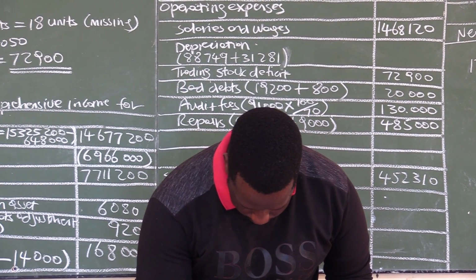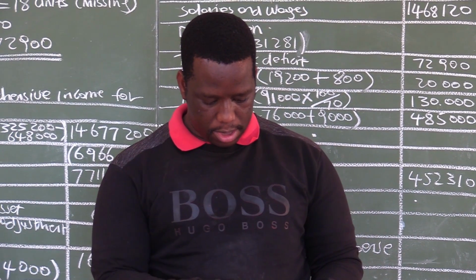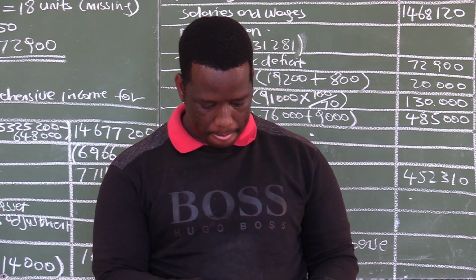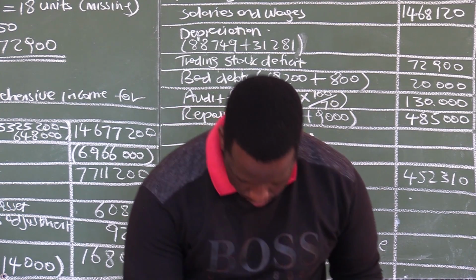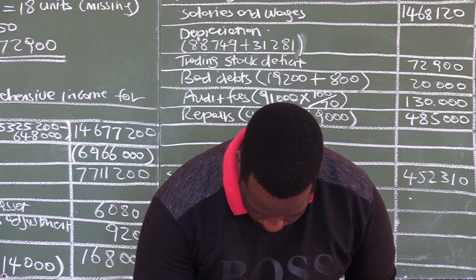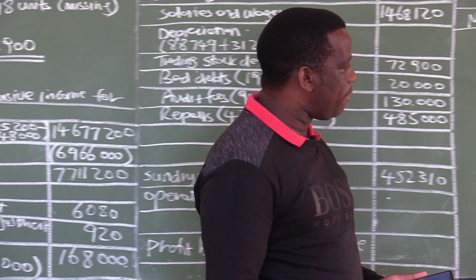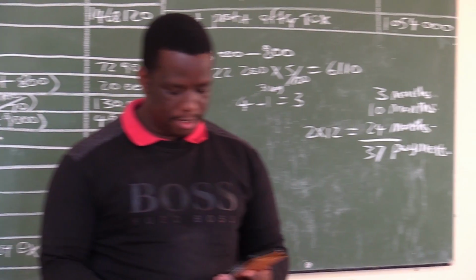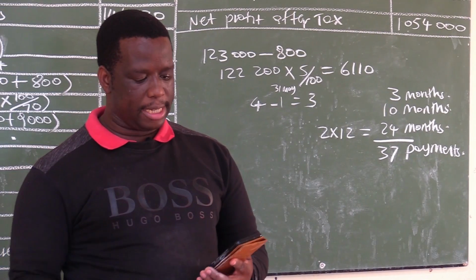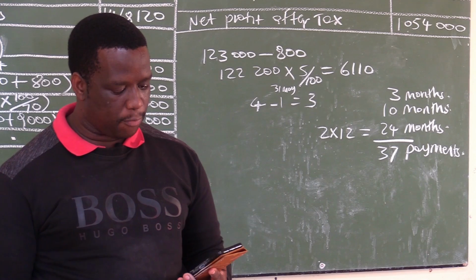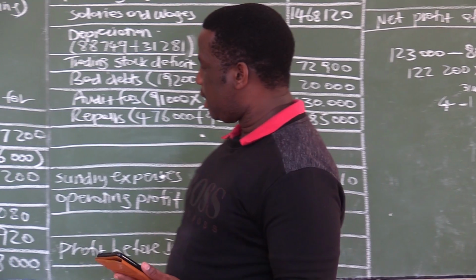Director's fees is 3,330,000. That is our director's fees, and this 3,330,000 is equivalent to 37 payments. So if we divide this by 37 payments, we get to know that the director's fee per month is 90,000.